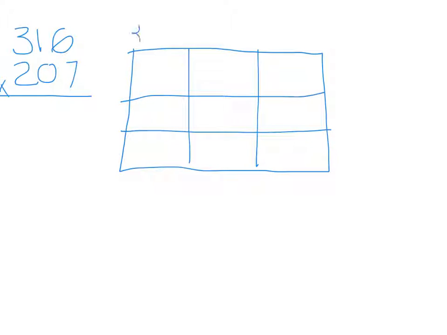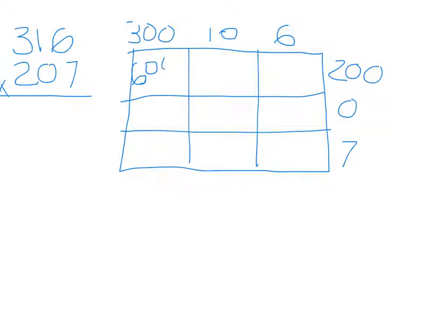So this is 300, and this is 10, and this is 6, and then 200, and then 0, of course, and 7. So let's go ahead and get started. So, like we mentioned before, when you have zeros at the end of each problem, you can really just easily ask yourself, what is 3 times 2? So 3 times 2 is 6. So I'm going to write that 6 here. But then I go ahead and put in all my other zeros. I've got 4 zeros there.